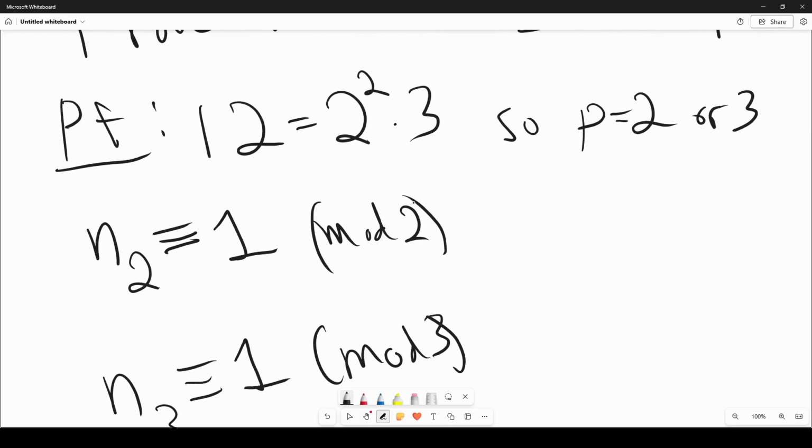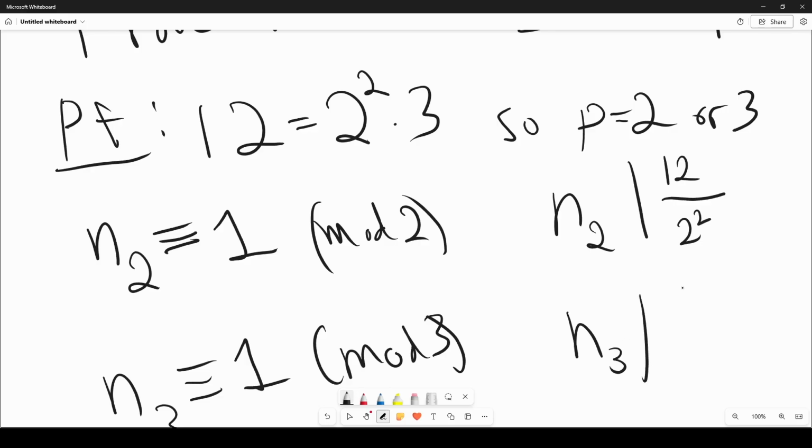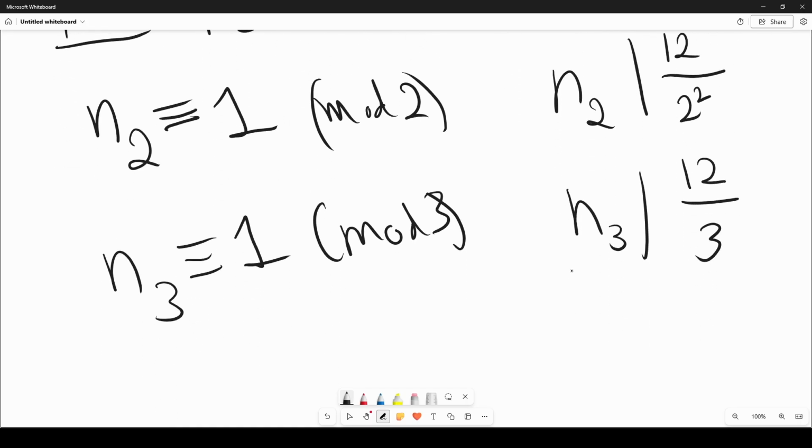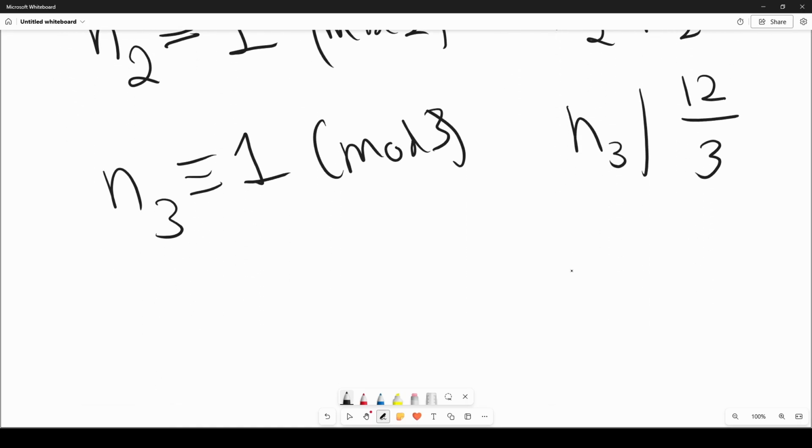And I also get that n2 has to divide 12 over 2 squared, and n3 has to divide 12 over 3. This just comes from the facts I stated at the beginning. It has to divide the order of the group divided by the order of the p Sylow subgroup. In our case, we can go up to 2 squared for 2 and just 3 for 3. So in particular, n2 divides 3 and n3 divides 4.